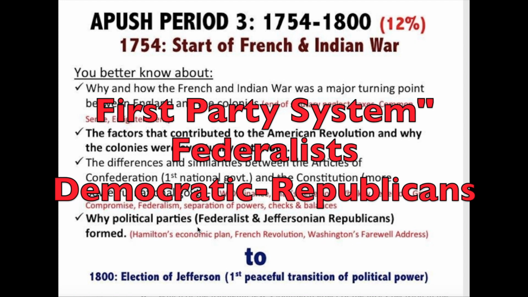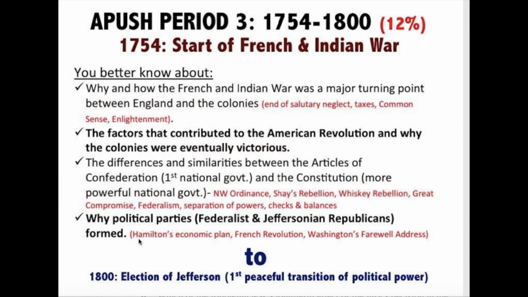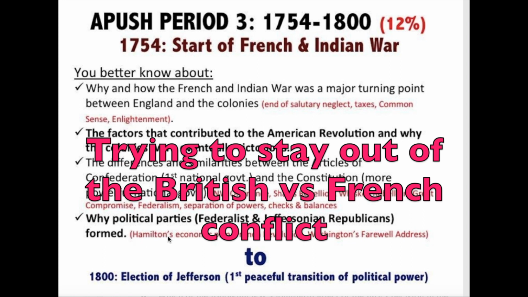So under Washington as the first president, political parties were formed. This is the first party system. So this was the Federalists and the Jeffersonian Republicans were the two first political parties. You had Hamilton's economic plan, the French Revolution, and Washington's farewell address. So remember, a big takeaway from Washington and John Adams' administration was that they were trying to stay out of the French and British conflict.